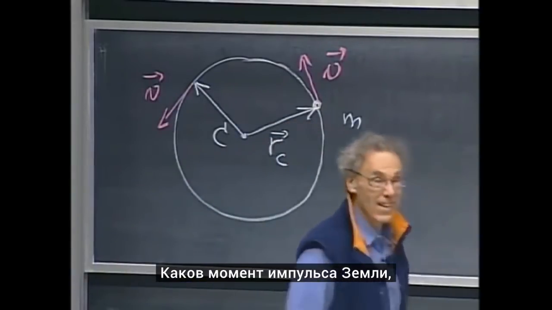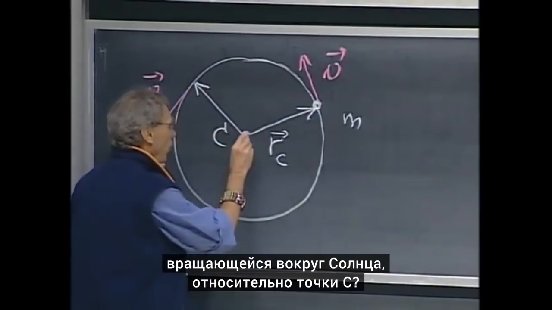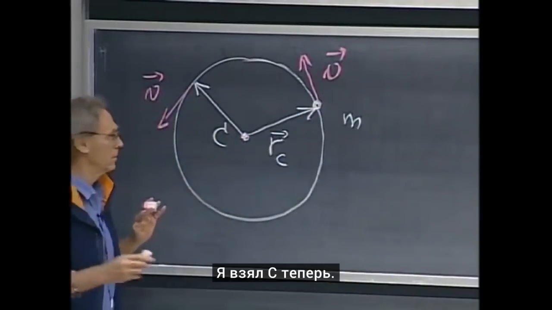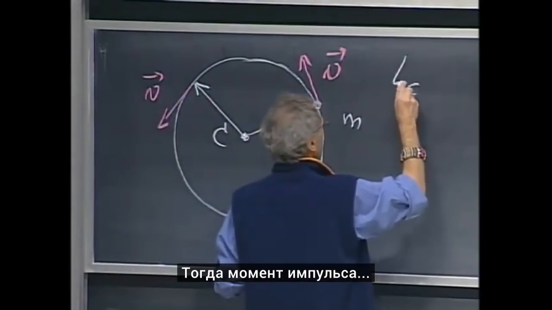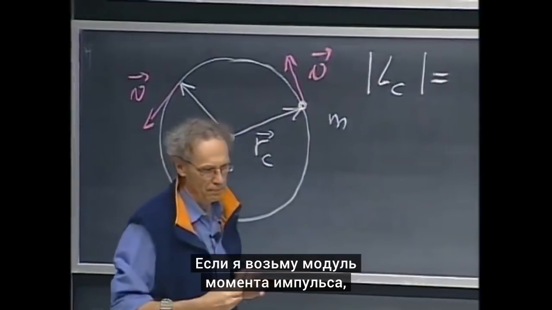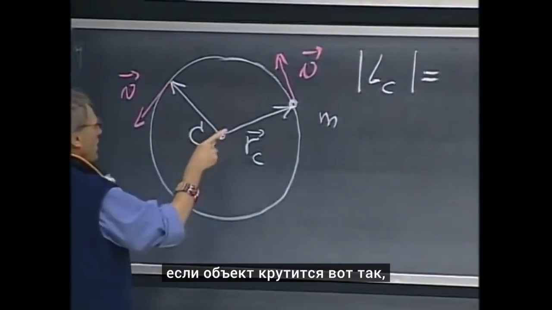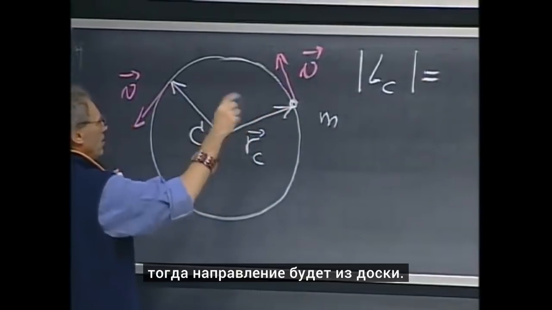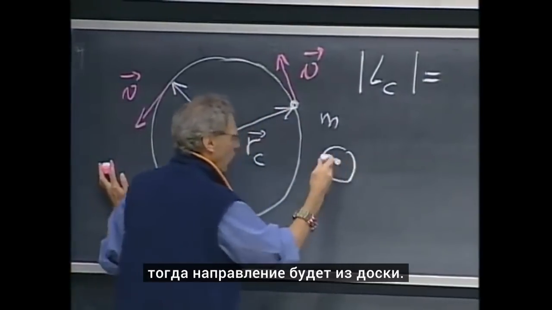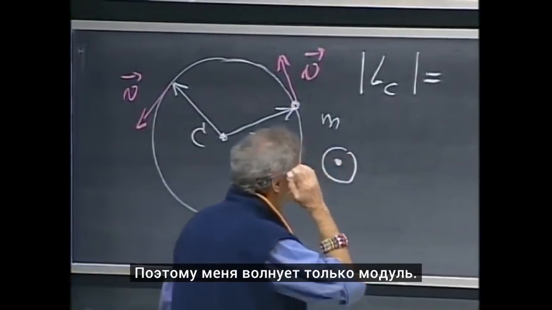What now is the angular momentum of the Earth going around the Sun relative to point C? I pick C now. Well, that angular momentum, if I take the magnitude of the angular momentum, because the direction is immediately obvious if the object is going around like this, where this is the position vector, then the direction will be pointing out of the blackboard. That's easy. So I'm only worried now about the magnitude.